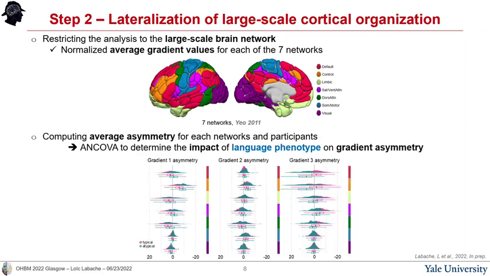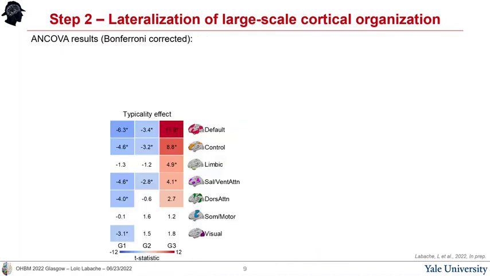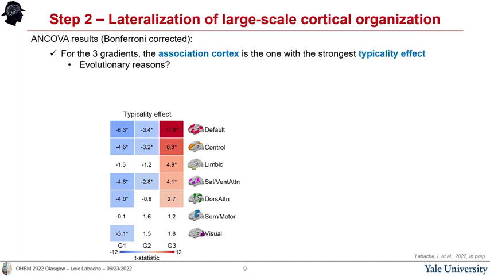And what I did next is compute the average asymmetry for each of these networks and for each participant, so basically the left hemisphere minus the right hemisphere. And finally, I performed a small ANCOVA to determine the impact of language phenotype on gradient asymmetry. Basically what we want to see is whether the typical or atypical organization has any impact on this gradient asymmetry for each of the 7 networks. The results are on this graph on the right side.